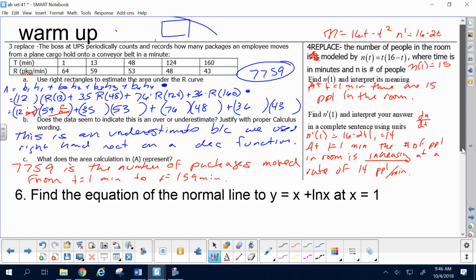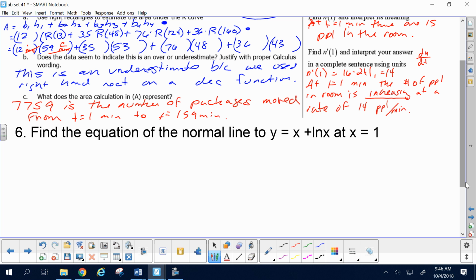All right, last but not least, the normal line, y equals x plus natural log. It's a lot like writing a tangent line, as we said. Point, slope, point, slope. The slope has got a little bit of a wrinkle in. What's the point? When x is 1, y is? When x is 1, y is 1 plus log of 1. What's log of 1? 0, so y is 1. The point is 1, 1.